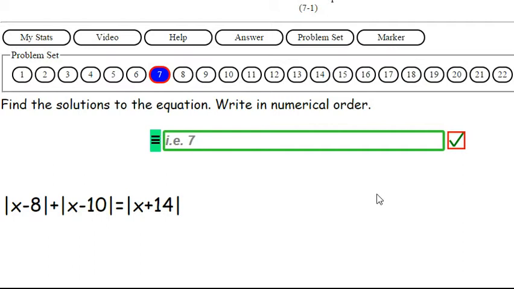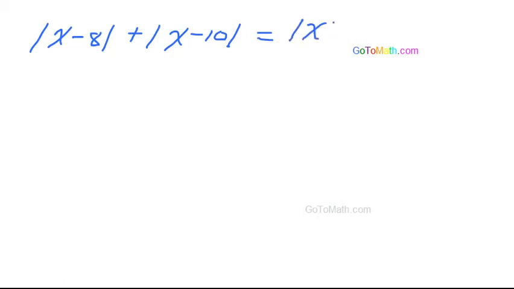Okay. Got that? Let's head on over to the board. So we got the absolute value of x minus 8 plus the absolute value of x minus 10 is equal to the absolute value of x plus 14. Okay, so the first thing we're going to do is just drop those absolute value bars. That's always the first thing to do, finding one of the solutions.